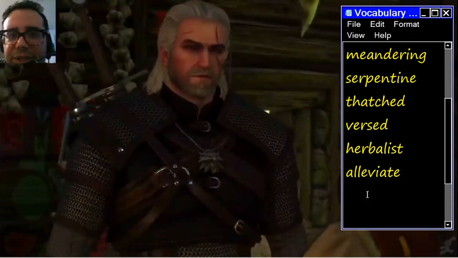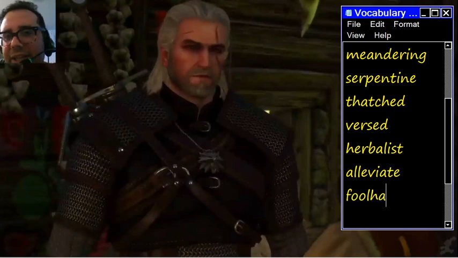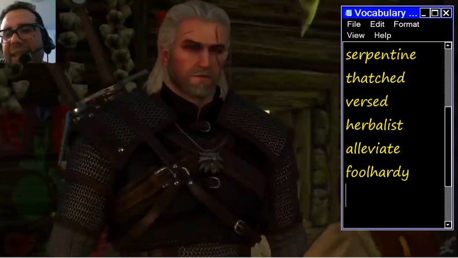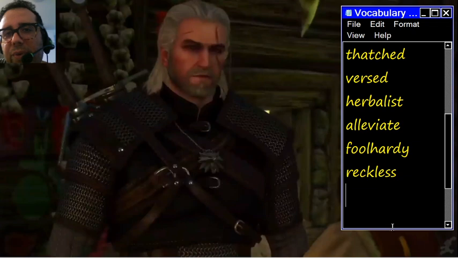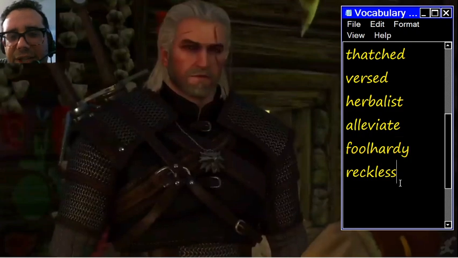Foolhardy is a great word to use to describe the reckless, the careless action that someone takes. This lady that they're talking about was foolhardy. She wandered off into the woods and didn't really consider the consequences of her actions.